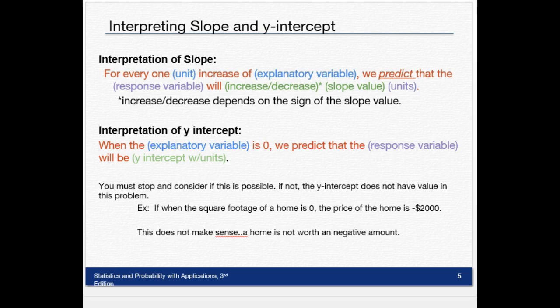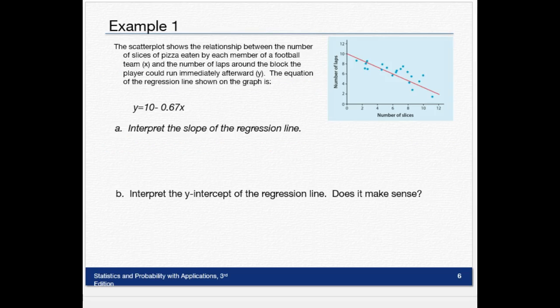Okay? So let's try an example of this. The scatter plot shows the relationship between the number of slices of pizza eaten by each member of a football team, which is x, the number of laps around the block the player could run immediately after, which is y. So x is the number of pizza slices. That's the explanatory. The response is the number of laps that they can run around the block. All right?